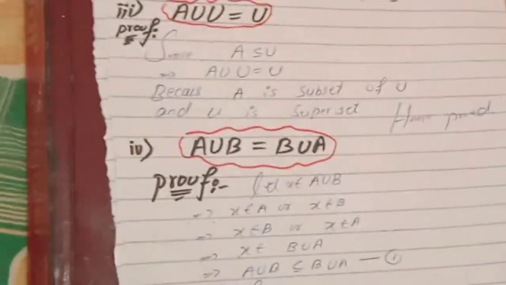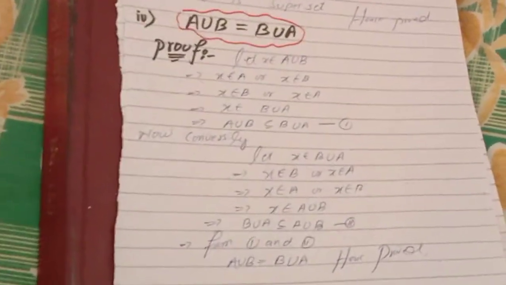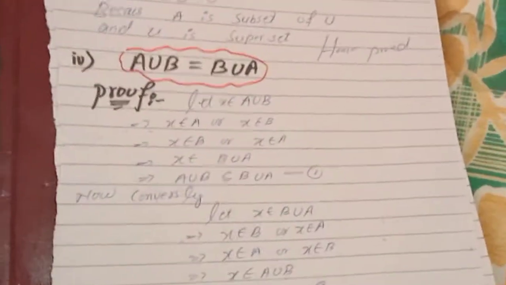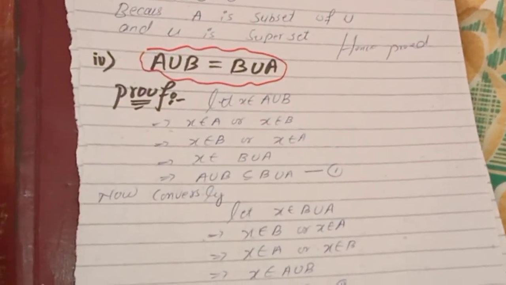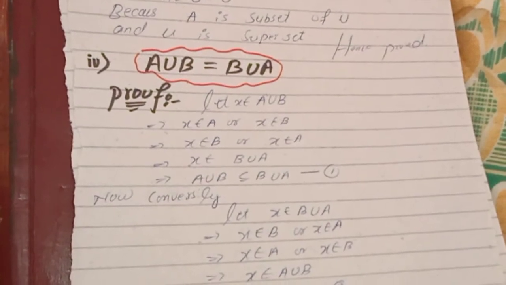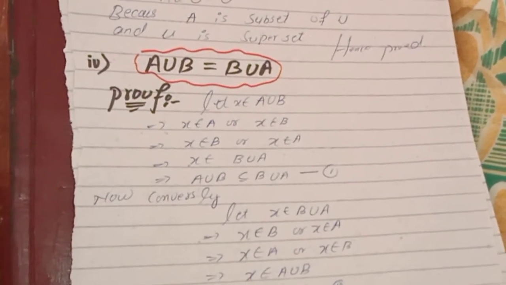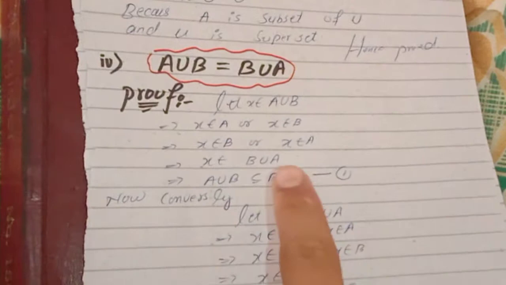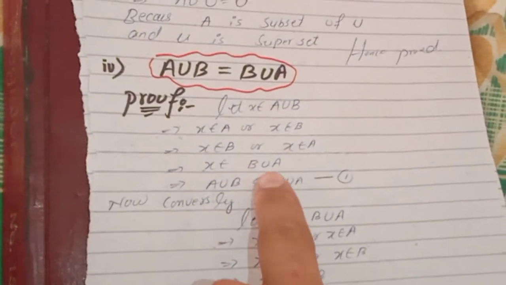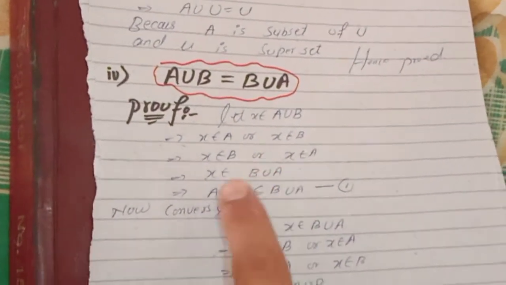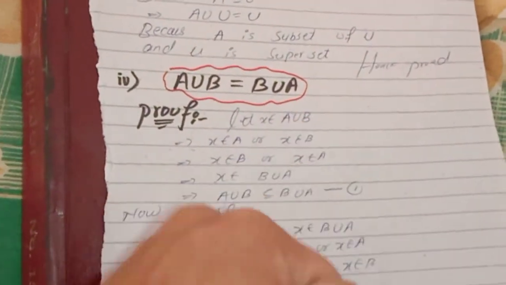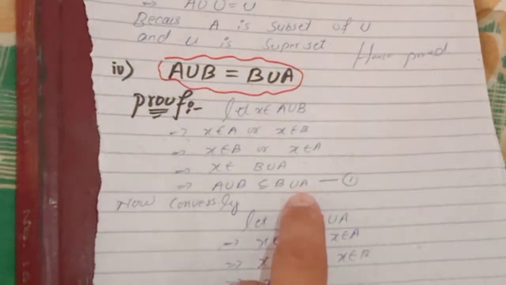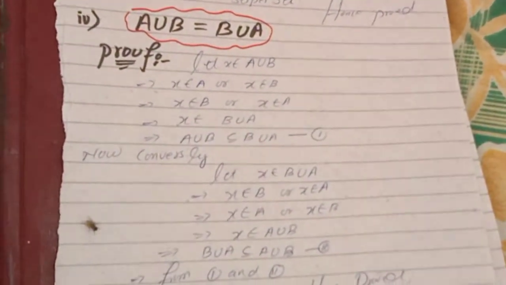Hence proof. Number 4: A union B is equal to B union A. Proof. First we will take an element in A union B. So let x belong to A union B. This means that x belongs to A or x belongs to B because it is union. So this implies that x belongs to B or x belongs to A. This implies that x belongs to B union A. So the result comes in B union A. It means that A union B is a subset of B union A.